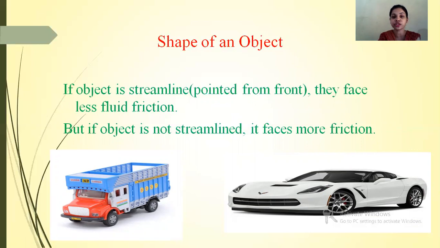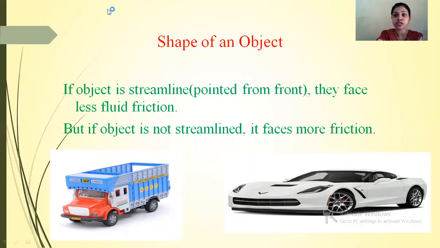So the fluid friction depends on these three effects. One is the nature of the object, second is the speed of the object, and third is the shape of the object. Okay, so in today's class, what we learned about is the four types of frictional force: static friction, sliding friction, rolling friction, and fluid friction.